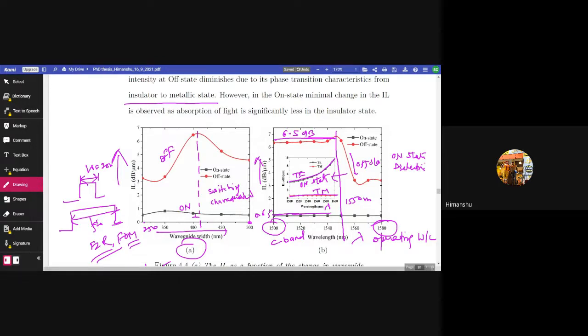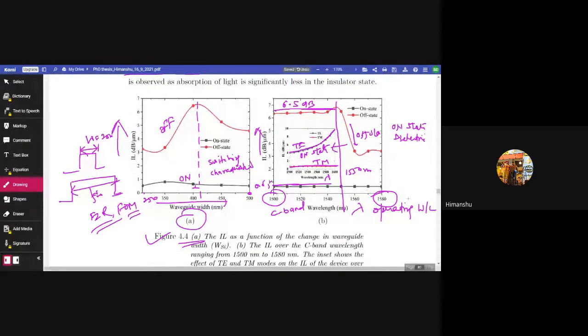Since the higher value of TE mode is present in on state, therefore we go for TM mode in case of our modulator. And this red color is TM mode, where the loss is very less, which is around 0.65 dB per micrometer. And for TE mode, the loss is very high in on-state, which is around 5 dB per micrometer. That's why we have gone for TM mode in our case.